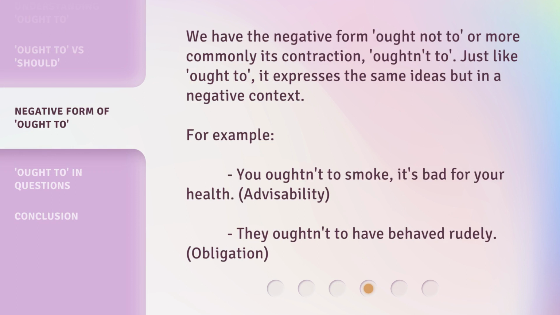We have the negative form, ought not to, or more commonly its contraction, oughtn't to. Just like ought to, it expresses the same ideas but in a negative context. For example, you oughtn't to smoke, it's bad for your health. Advisability. They oughtn't to have behaved rudely. Obligation.